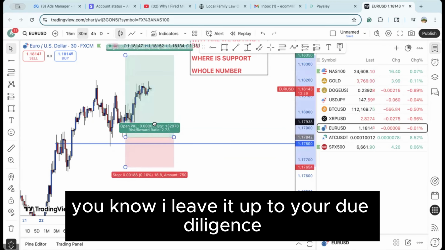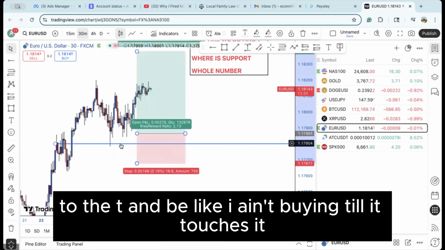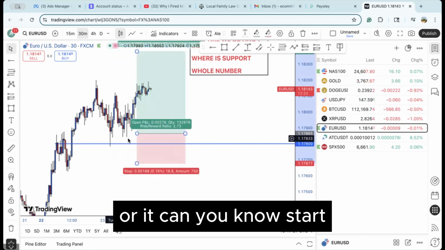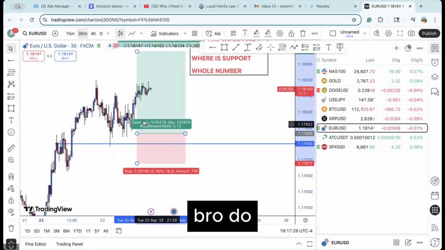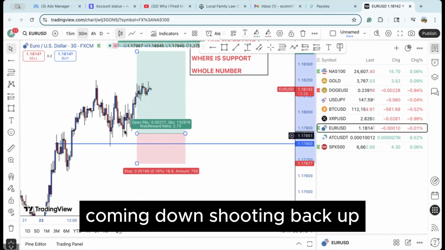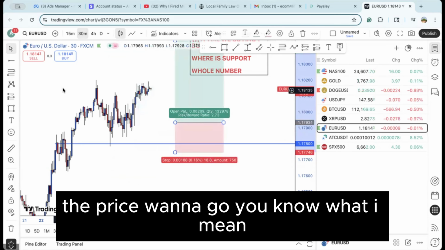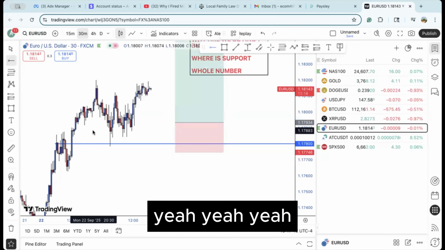Now, I leave it up to your due diligence if you want to go to the T and be like, I ain't buying till it touches it, or it can start. Bro, if you see this where price is coming down and shooting back up, coming down, shooting back up, coming down, shooting back up, that's basically like, man, the price wants to go.